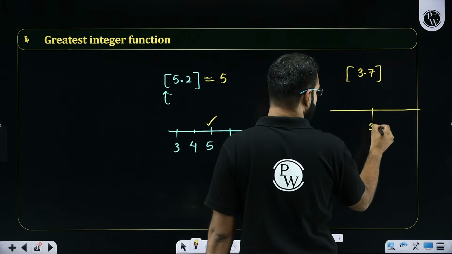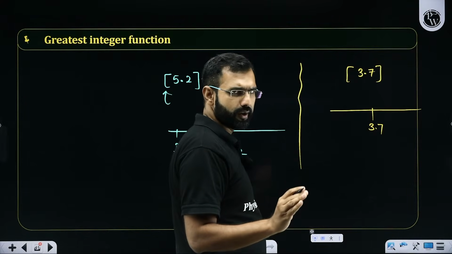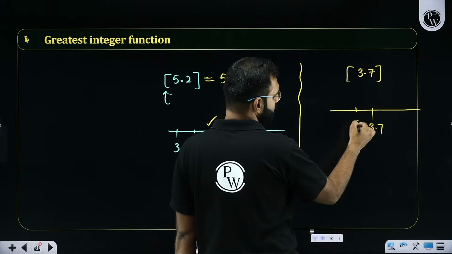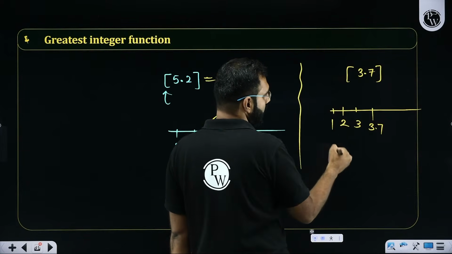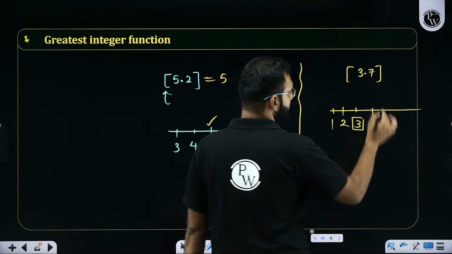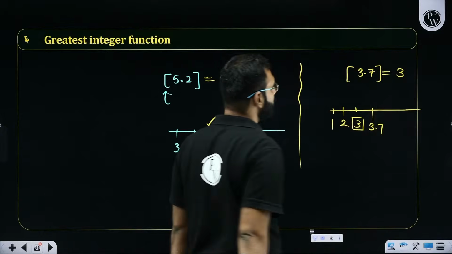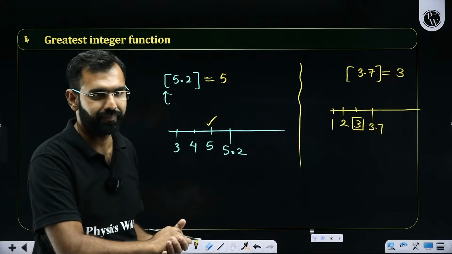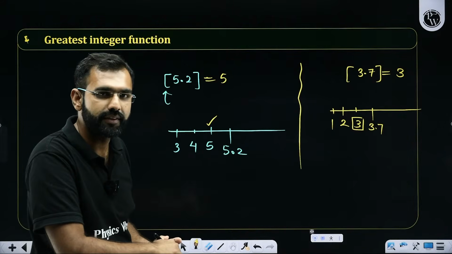Here, 3.7. Locate it on the number scale. 3.7 is of course not an integer. So look for the integers which are less than or equal to it. Among them, which is the greatest? Sir, 3. So the greatest integer of 3.7 is 3. I think it's very easy, understandable and doable.